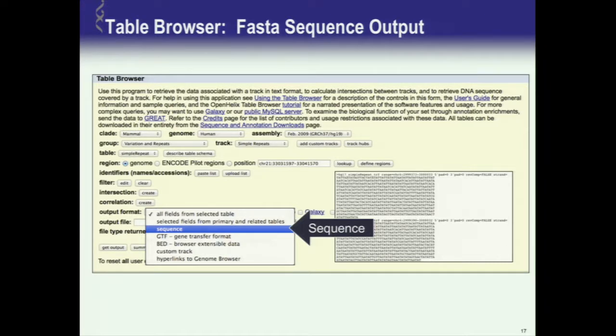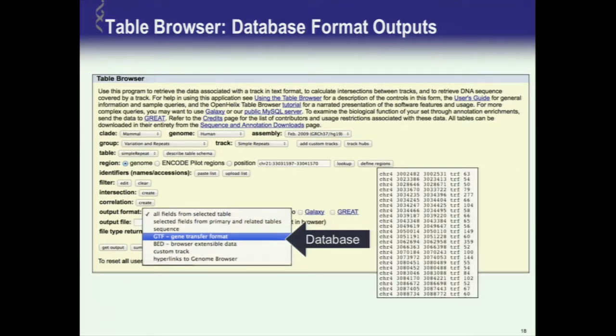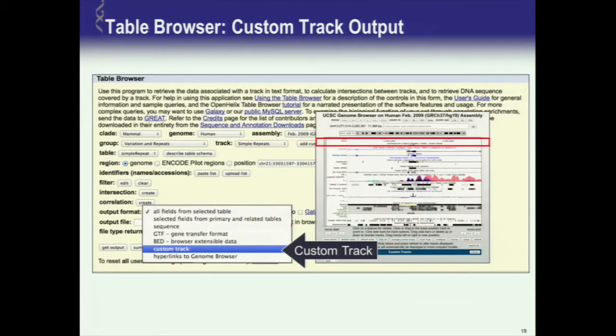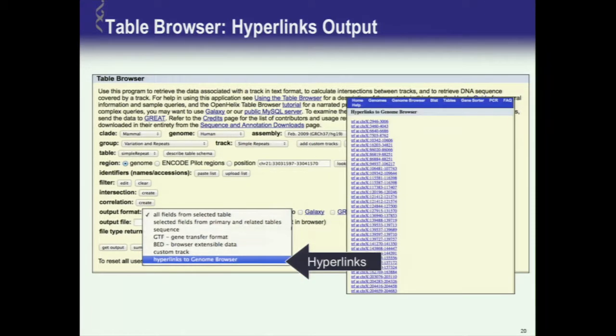Or we could just download the sequence, and then it's going to give us this FASTA format, where it's going to have the coordinate, and then the individual sequences of those repeats. Maybe that's useful for you if you want to design primers or something. Or other formats, such as gene transfer format, or a custom track that you could then display. Or like I said, a hyperlink. So now we download, for each individual repeat, a hyperlink that you can click on and go to where that is in the genome browser.